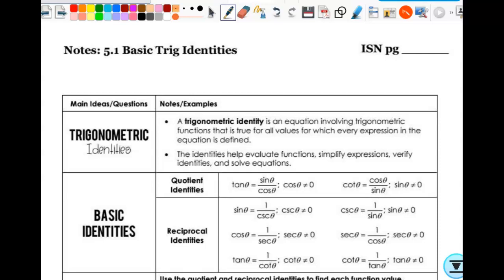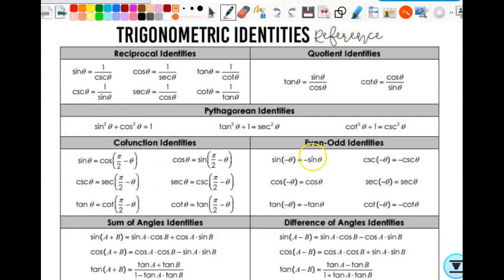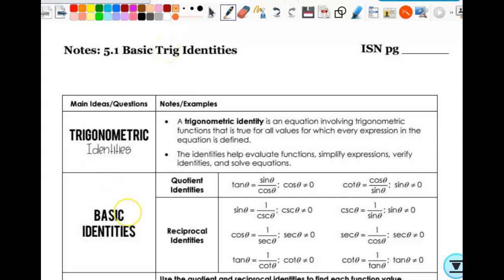So you should have your basic trig identities notes and your reference sheet. Okay, so just keep this handy so that we can look at this. All right, so let's talk about what a trig identity is first.